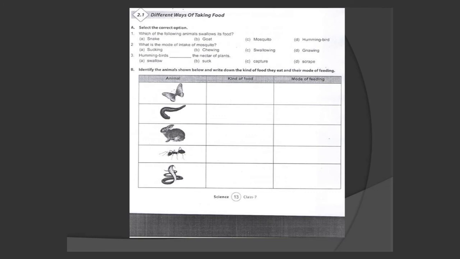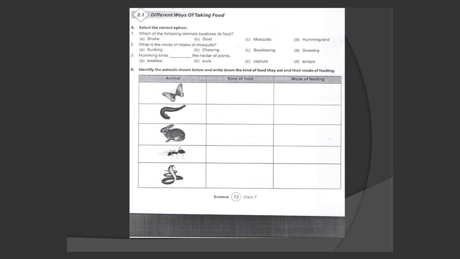Observe the figures of animals. You have to fill up the kind of food and mode of feeding. Keep a notebook or pencil in hand and write, then you can understand. It is given in our textbook also. Animal, butterfly, kind of food nectar. Mode of feeding, siphoning. Siphoning means sucking, like when we use a straw. So butterfly, nectar, siphoning. Second one, leech, blood, blood sucking.